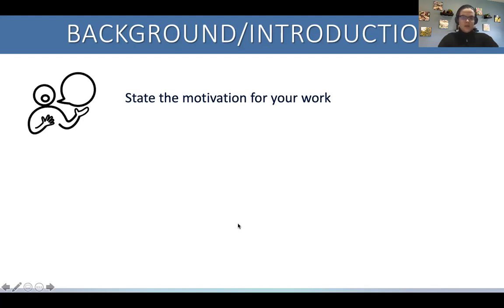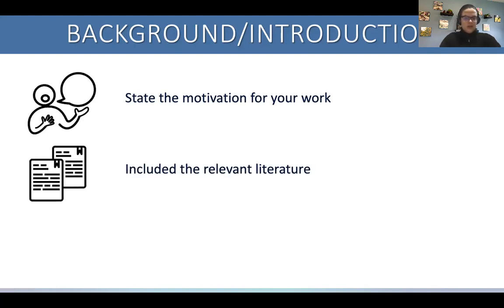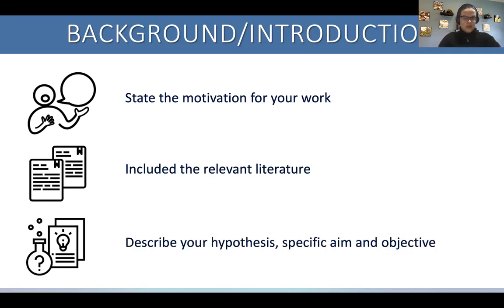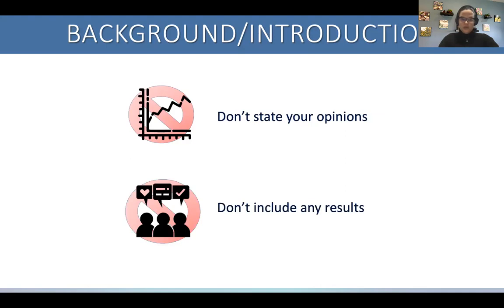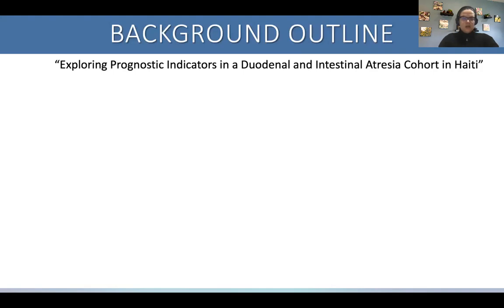Once you have your title and your keywords, the next thing you want to do is develop the background or introduction for your research protocol. In general, this is a couple of paragraphs that state the motivation for your work, include the relevant literature on what's been done before related to your research question, and describe your hypothesis-specific aims and objectives. In terms of what you shouldn't do during the introduction is you shouldn't state your opinions. You want to clearly stick to what's been done in the literature, and you don't want to include any results. So this is clearly just focused on what's been done before and what makes your study unique in your specific aims and objectives.